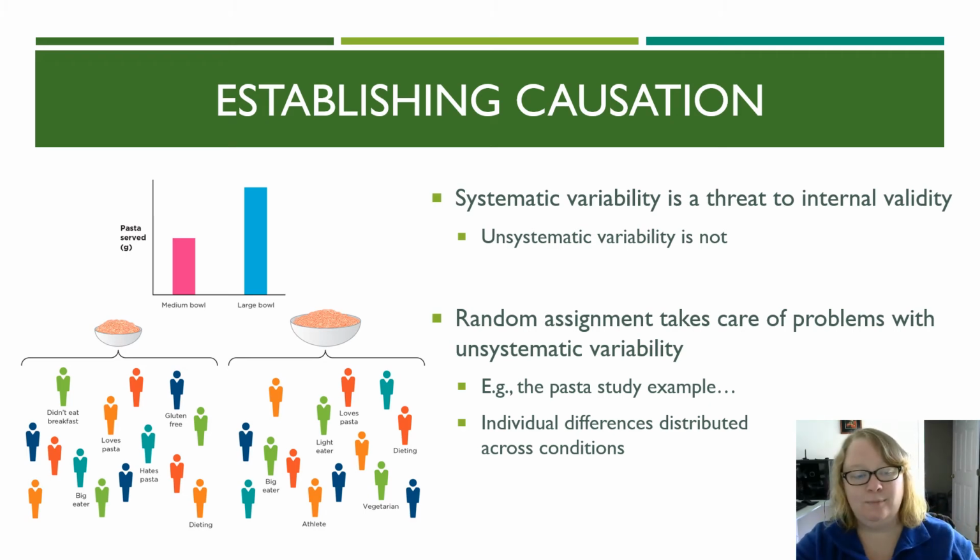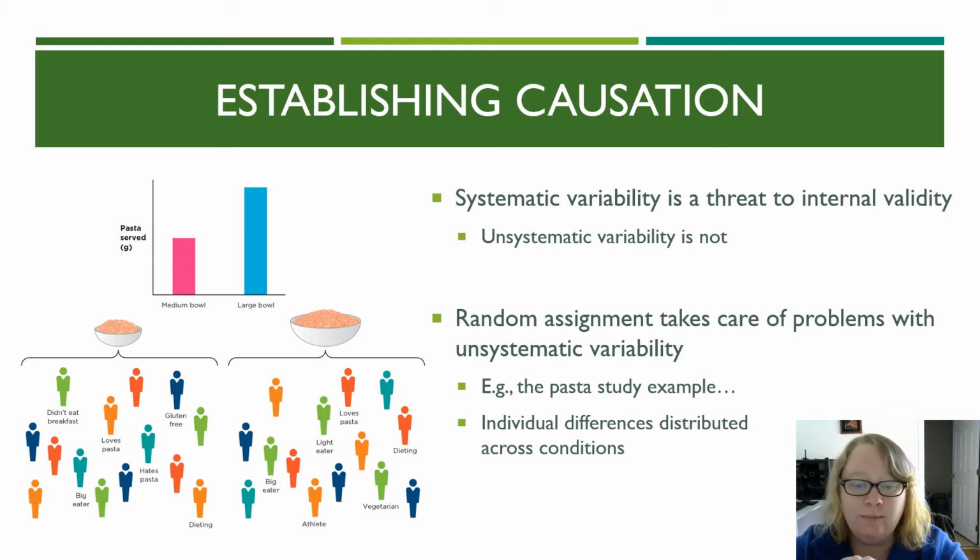If somebody is in this study and loves pasta, they had an equal chance to be in either the medium bowl or the large bowl condition. So you see it's getting rid of that self-selection. It's distributing these characteristics across our two conditions. So we know these characteristics are going to vary among people. That's unsystematic variability. Just like how if you were in this study, right, everybody in our class was in this study. Some people in our class love pasta. Some people in our class are light eaters, right, or big eaters. And so if we were to randomly assign everyone in our class to this study, we would distribute those characteristics equally between those two conditions.